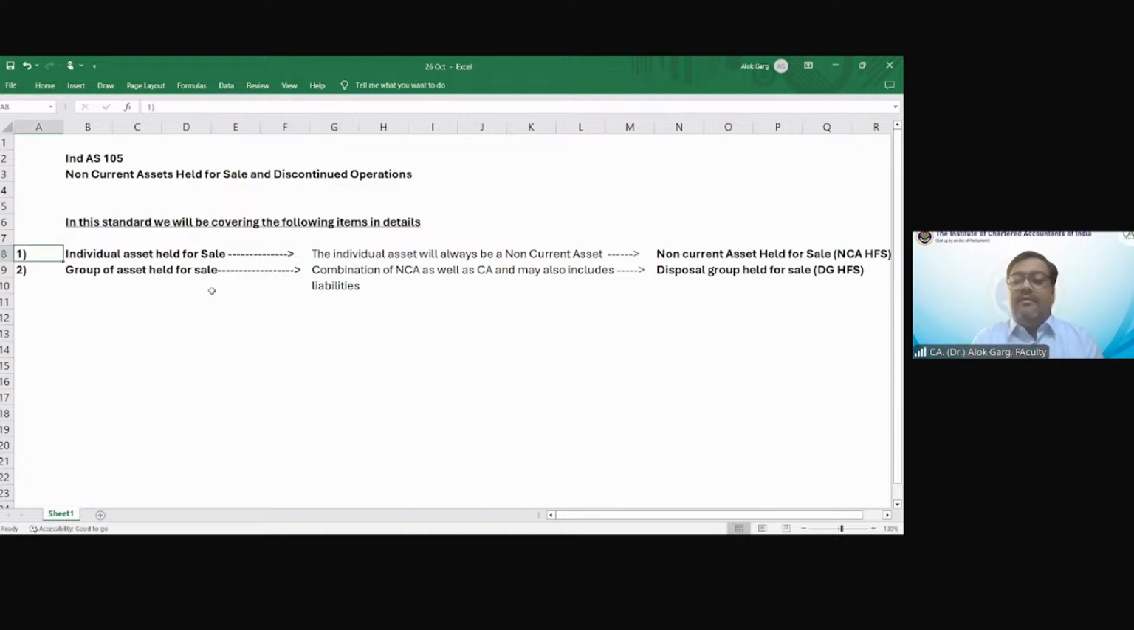Friends, we will be covering individual asset held for sale, and that individual asset should always be non-current, right? And we will call it a non-current asset held for sale. We will also be covering group of assets held for sale. That group of assets may be a combination of non-current assets, current assets, and liabilities. Okay, and this will be known as a disposal group held for sale.